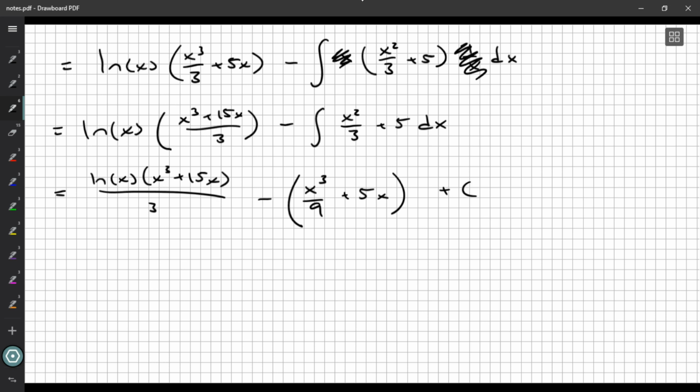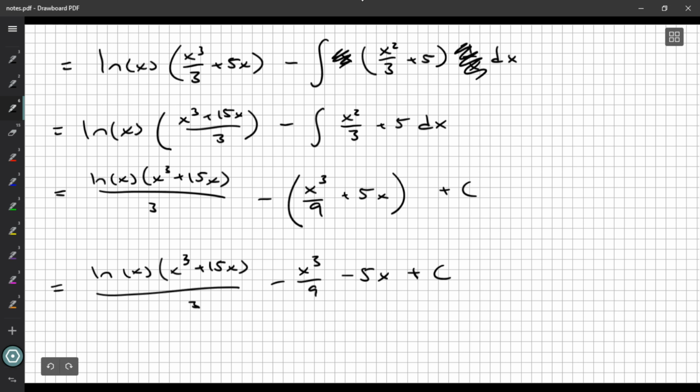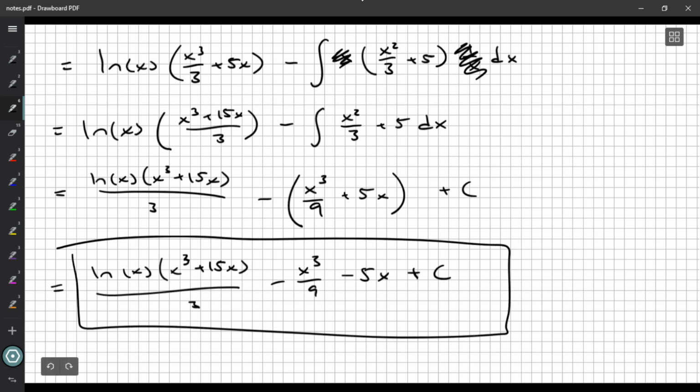You could leave it like that. I'd probably expand the subtraction. So distribute the minus sign. That's a little nicer. Less brackets lying around. And there we go. Integration by parts. We chose our polynomial, left our logarithm alone, and we had this nice 1 over x and x canceling out, which was really good for us. So there we go.